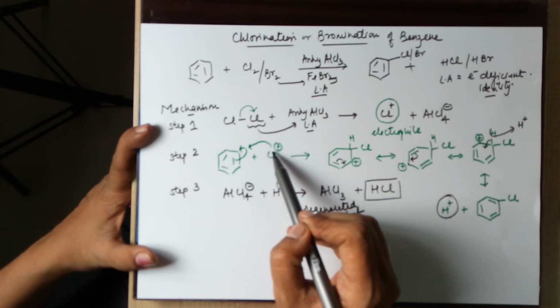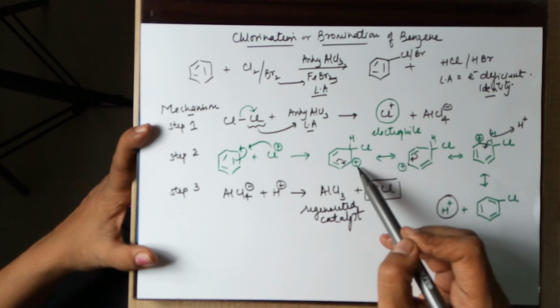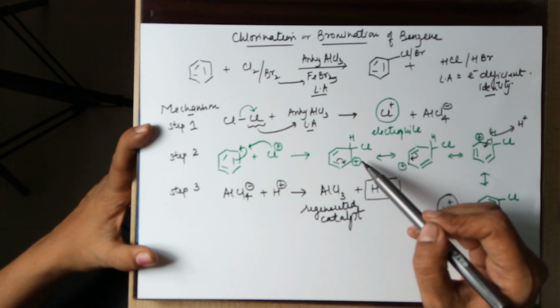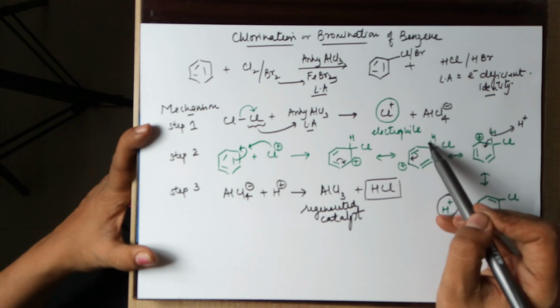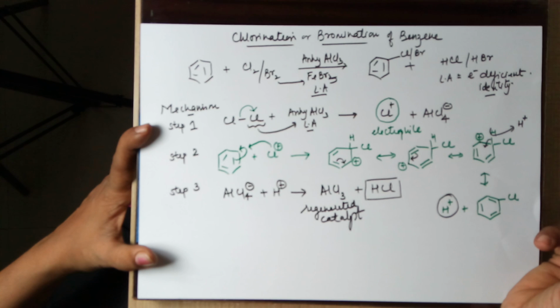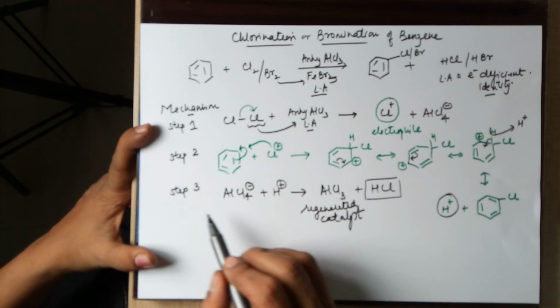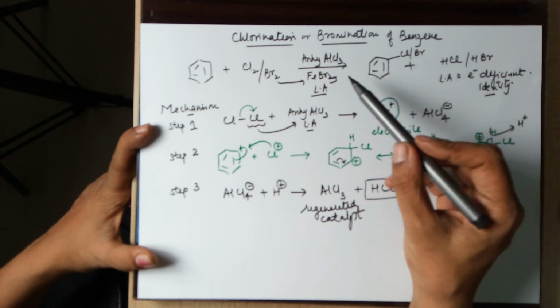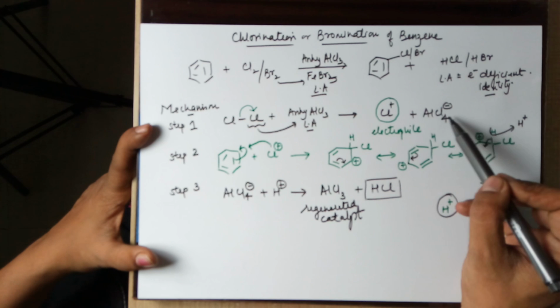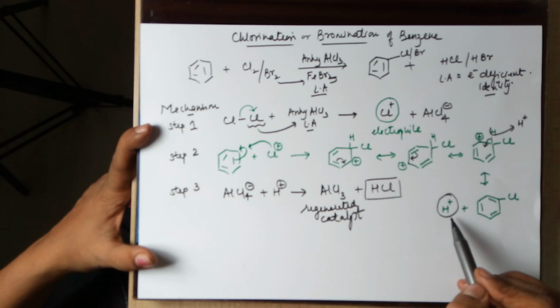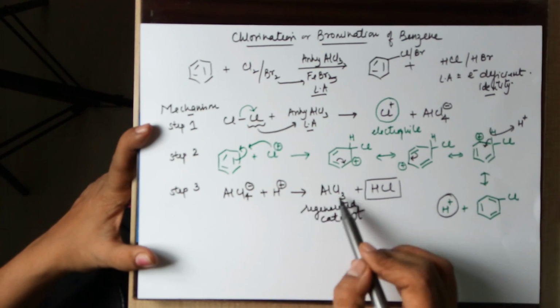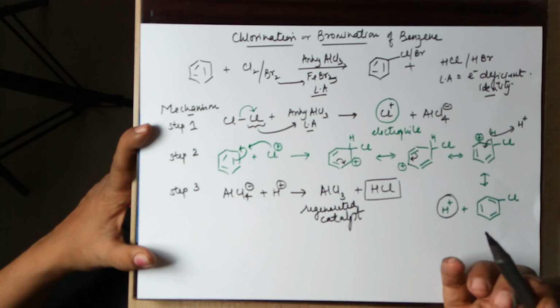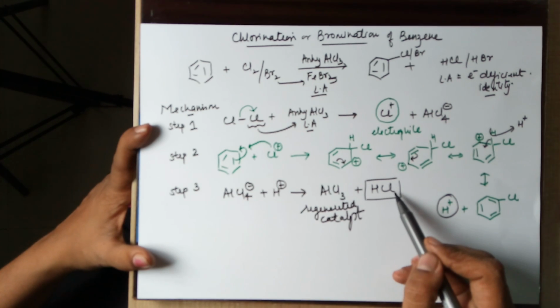On the attachment of this Cl plus, it leads to the resonating structures where the positive charge resonates in the benzene ring, ultimately leading to a liberation of H positive, and chlorobenzene is formed. The final step would be the regeneration of the catalyst. Your catalyst was anhydrous AlCl3. This AlCl4 minus combines with H plus of the second step, leading to the catalyst which is regenerated for further use, and HCl is the byproduct.